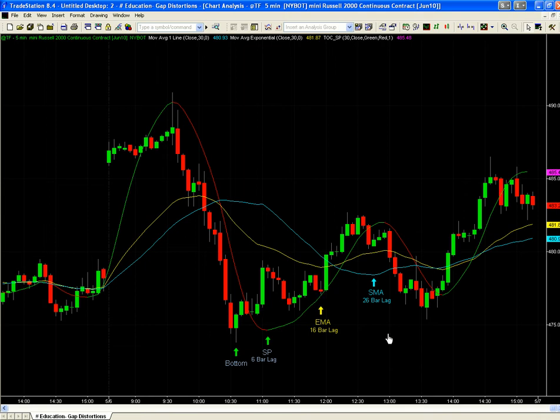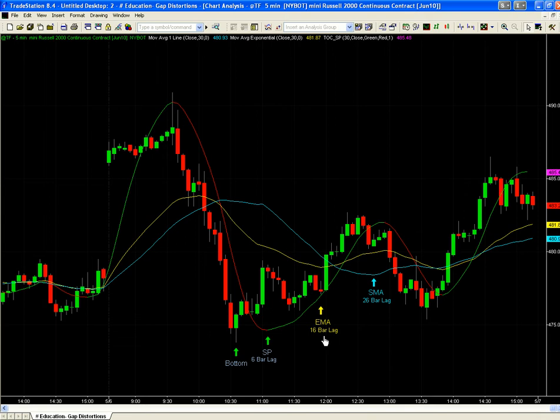Now the SMA typically is about 50% lagging. So whatever the look back length you're using, take 50% of that, and that's at least the number of bars lag. Now in this example it's a little more dramatic because of the dramatic nature of the move.